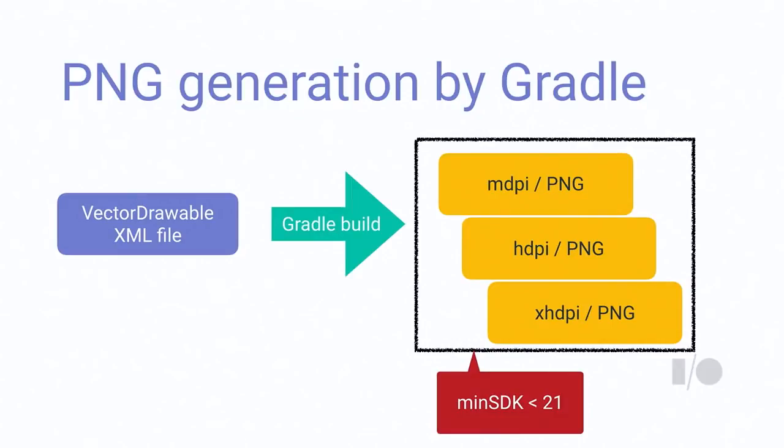Inside Android Studio, when you build your app, Gradle will look at your minimum SDK version. If that's less than 21, and you also have vector drawable XML in your drawable directory, it will convert this XML file into multiple PNG files for different DPI automatically in a generated directory. And then the XML file will be used for API 21 and above, and the PNG file will be used for older versions.